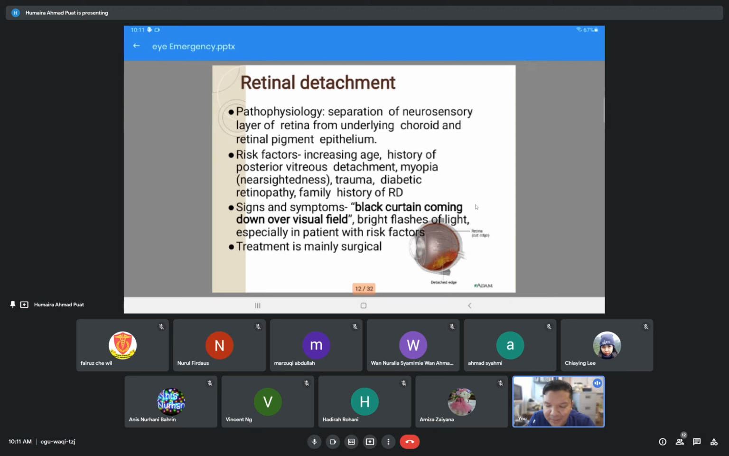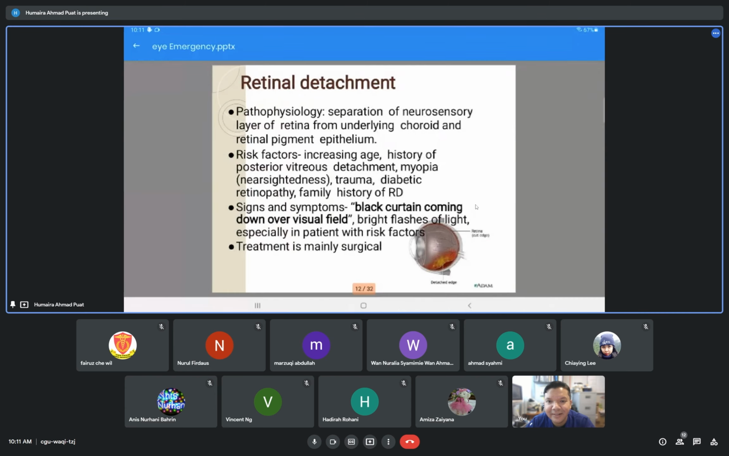So retinal detachment treatment is surgery. And not all centers can do it. Retinal detachment is a subspecialty of ophthalmology. If you want to repair your retina, not all ophthalmologists can do it. It's a subspecialty. Okay, can continue.